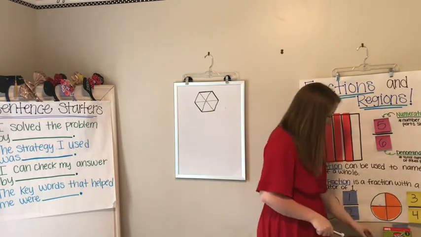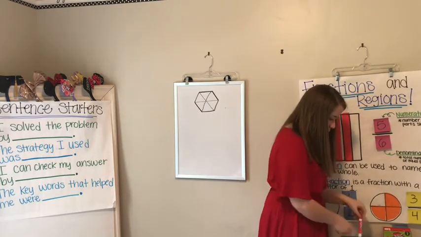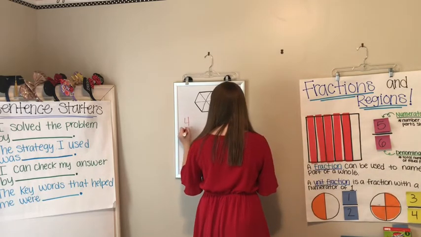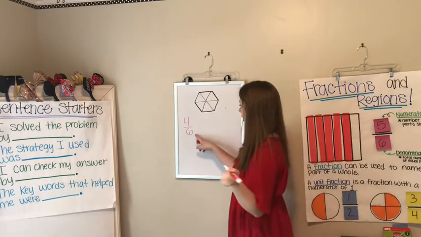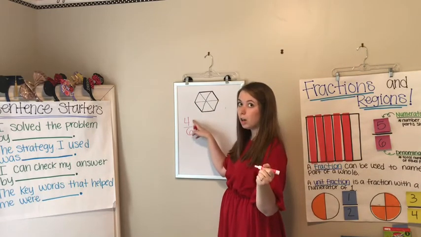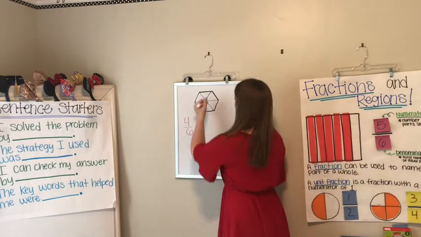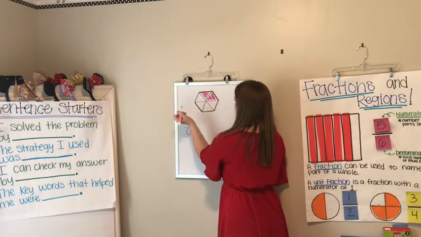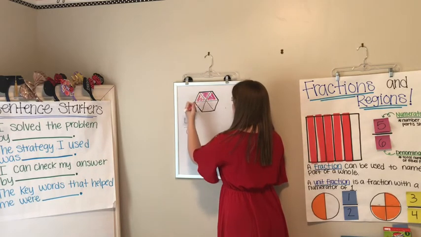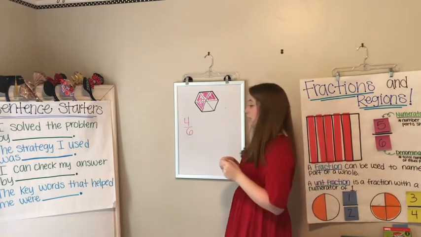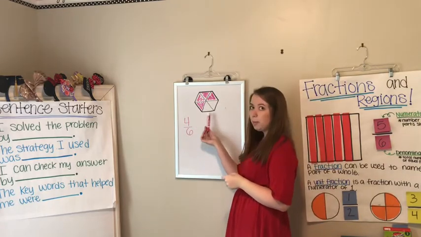And now it's telling me that I need to shade 4/6. So that looks like this, 4, 6. Our denominator is the total number of equal parts. We have 6 parts. And now we're going to shade in 4 parts. So let's see, we have 1, 2, 3, and 4. All right. So that is all we had to do, we needed to represent this fraction by drawing a picture.